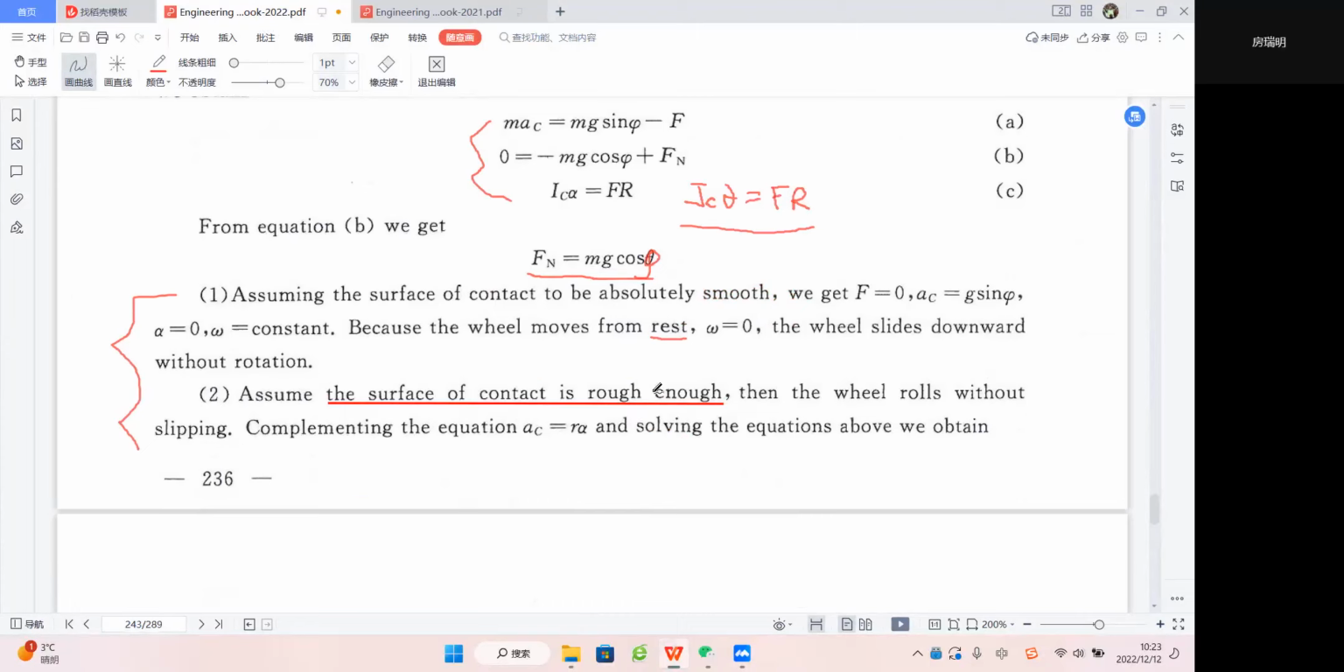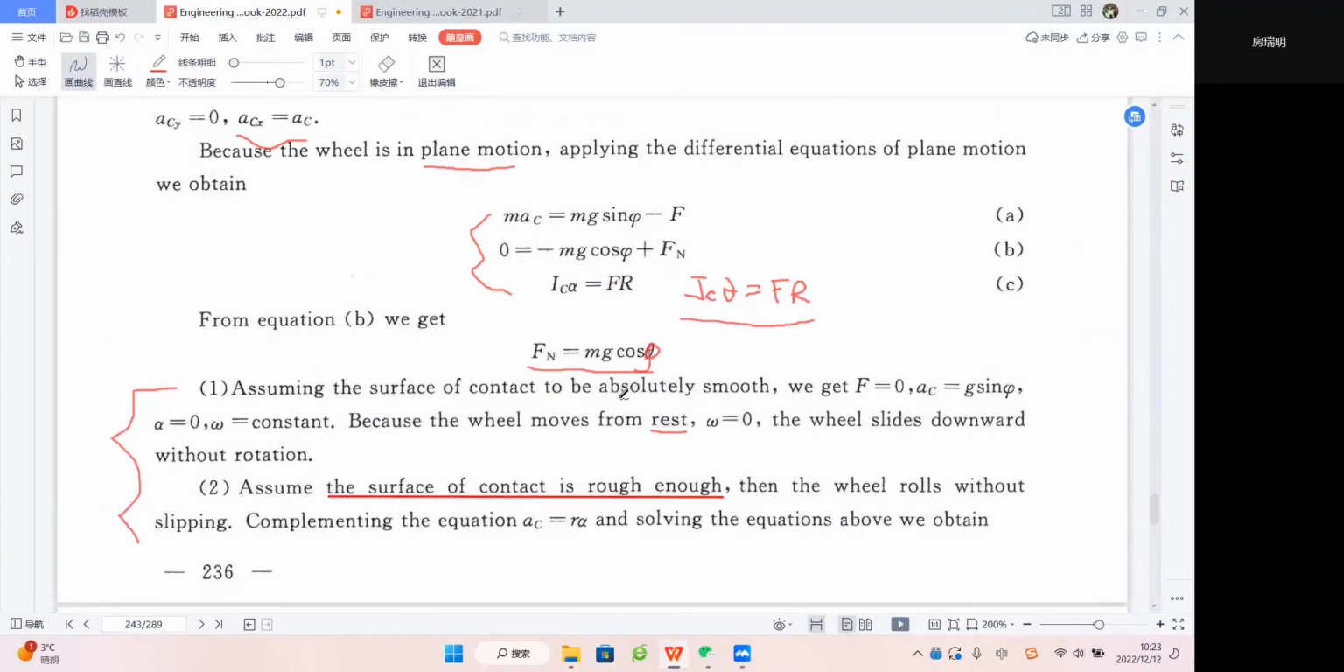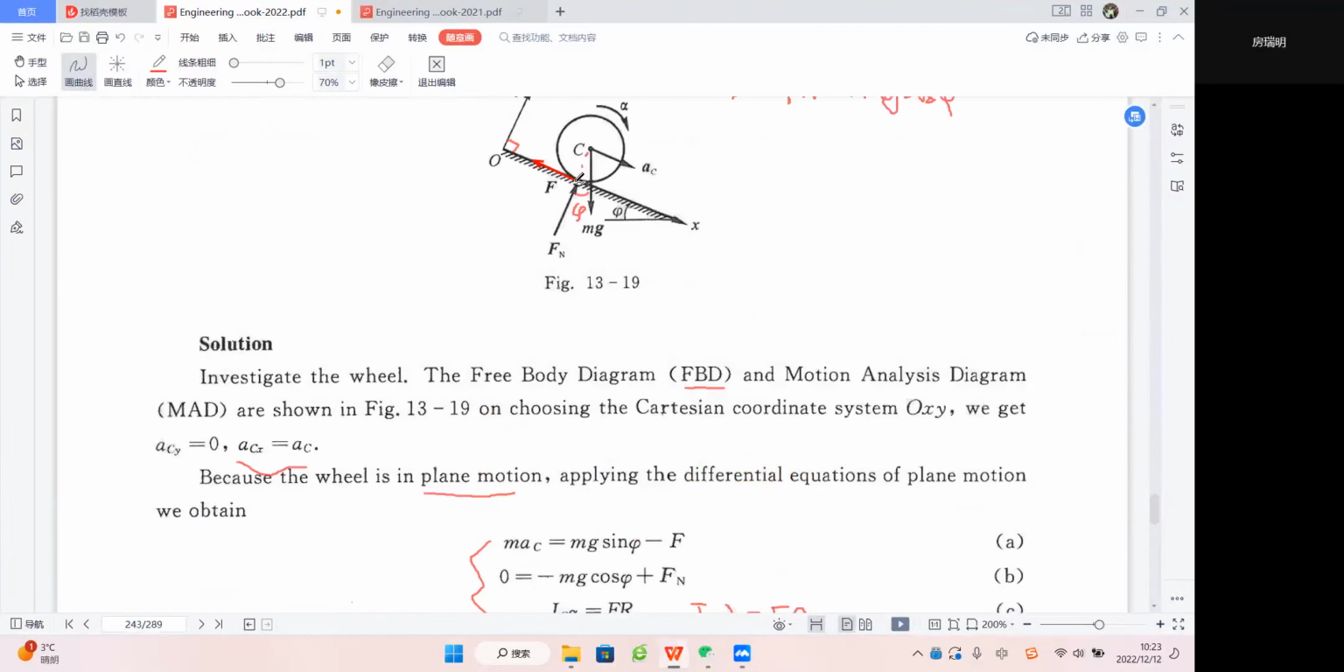So what does rough enough mean? That means if this contact surface is rough enough, then the contact point will never have a relative movement. That means this wheel will have a plane motion, and this contact point will be its instantaneous velocity center. You guys have to remember 瞬心, right? Which means our a_C will equal R times alpha.